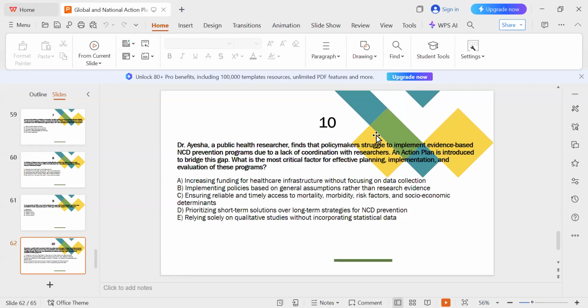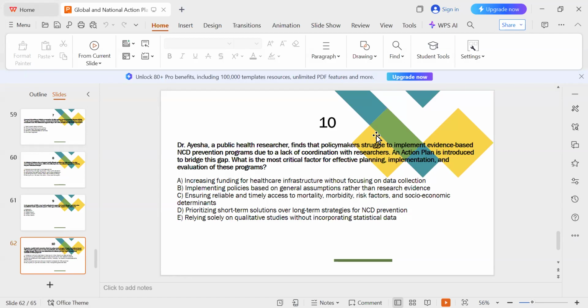A, increasing funding for healthcare infrastructure without focusing on data collection. B, implementing policies based on general assumptions rather than research evidence. C, ensuring reliable and timely access to mortality, morbidity, risk factors, and socioeconomic determinants. D, prioritizing short-term solutions over long-term strategies for NCD prevention. Or E, relying solely on qualitative studies without incorporating statistical data.